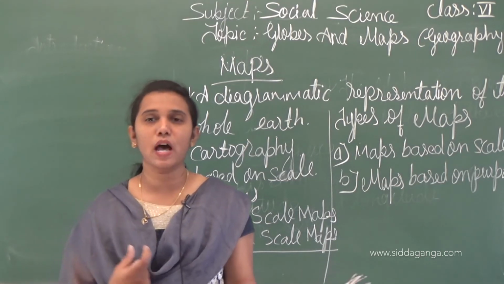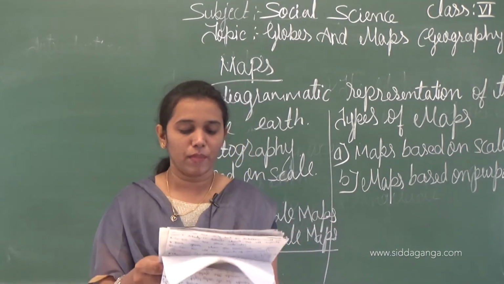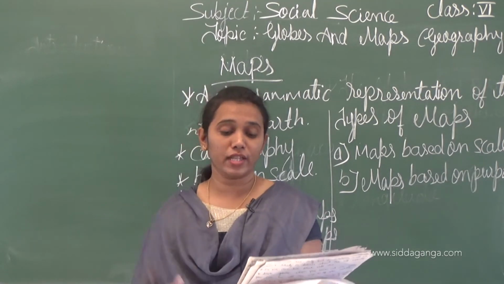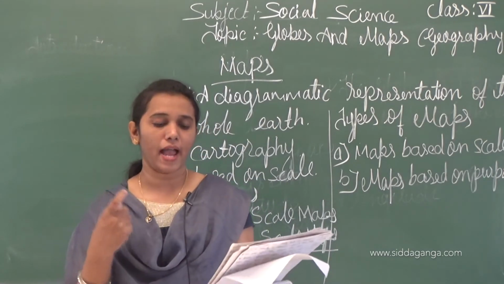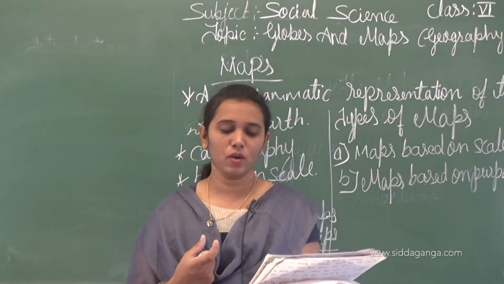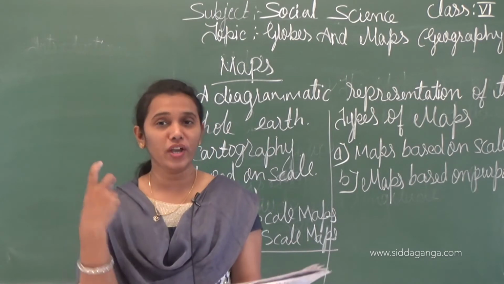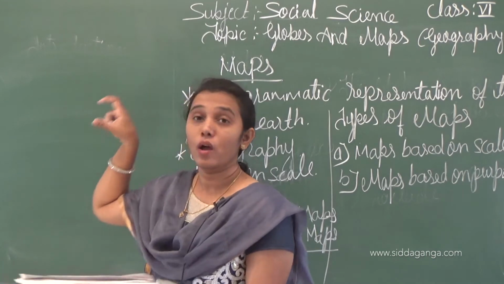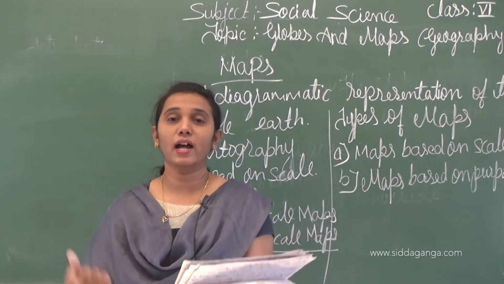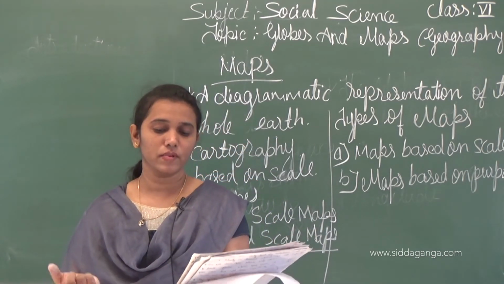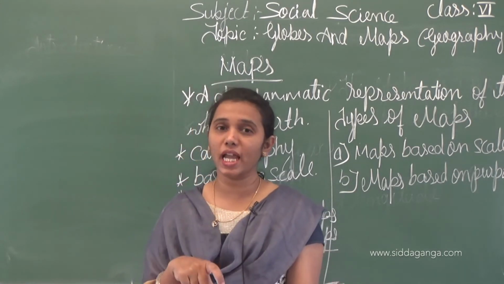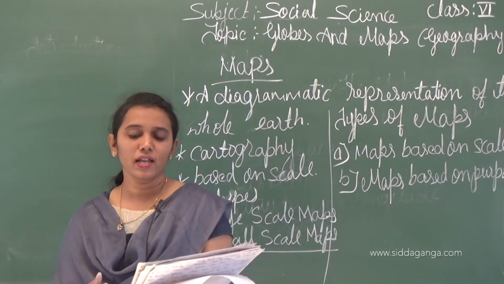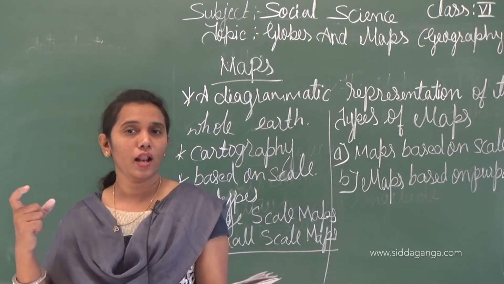There are two types of maps. The small scale maps are further divided into wall maps and atlas maps. Okay, wall maps, you know very well, children, isn't it? They are larger in size than the atlas, isn't it? They are used as teaching aids. Okay, in the geography class, for different purposes to teach geography, we use wall maps.